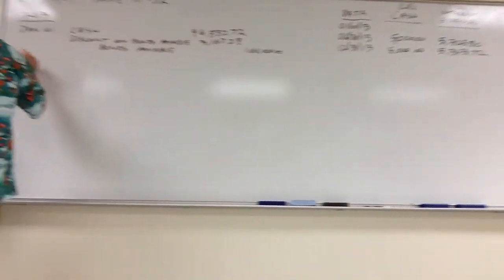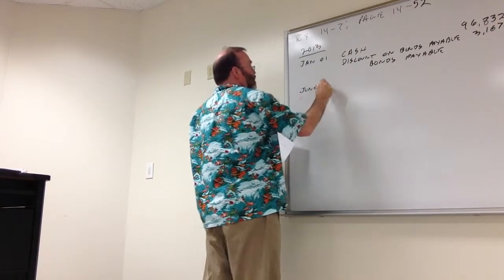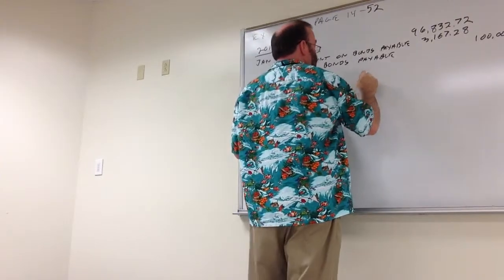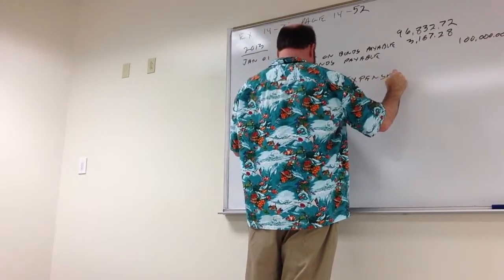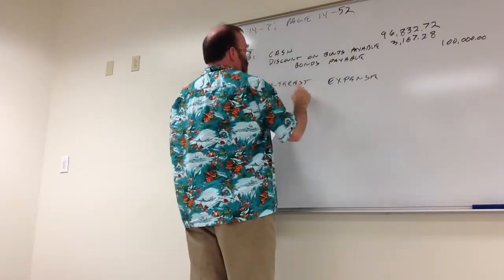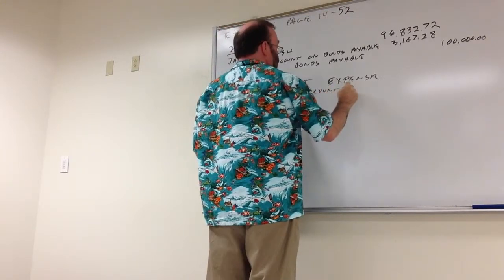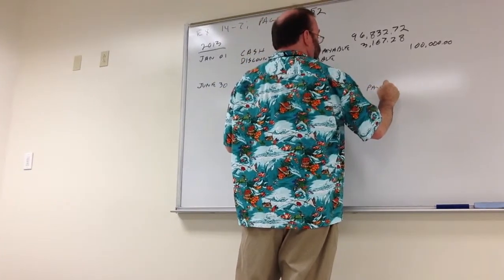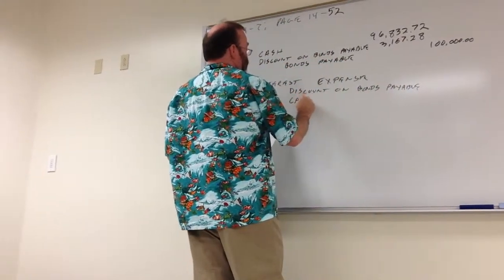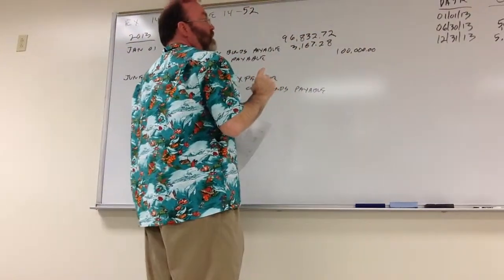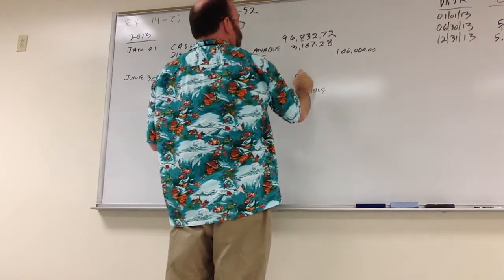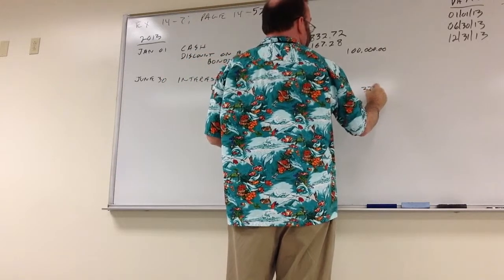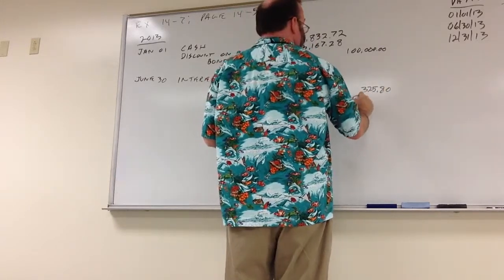So on June 30, we're going to debit interest expense, we're going to credit the discount on bonds payable, and we're going to credit cash. So the interest expense for the first cash interest payment was $5,325.80. The amortization of the discount was the $325.80, and the cash is $5,000.